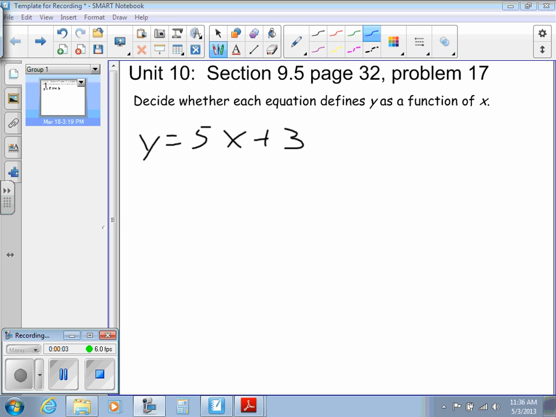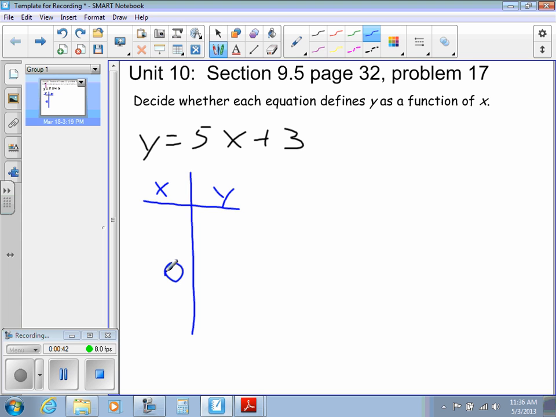Okay, so to decide whether this is a function or not, let's try plugging in some x values and see if we could ever get more than one y value for the same x. Okay, so let's do a little bit of a t-chart here for x and y. Let's put 0 in the middle here so we can do some positive and some negative. So if we plug in 0 for x, what happens?